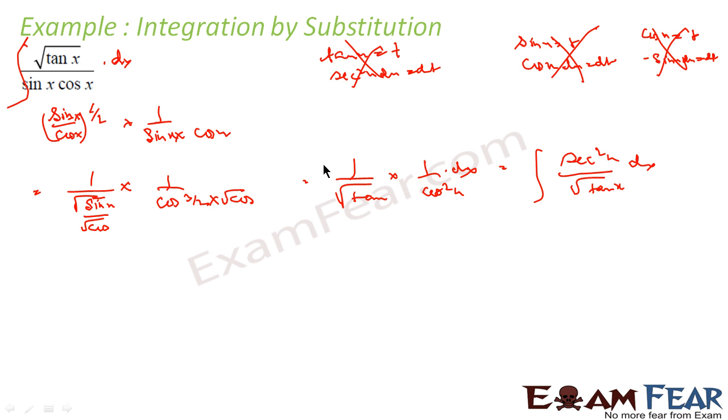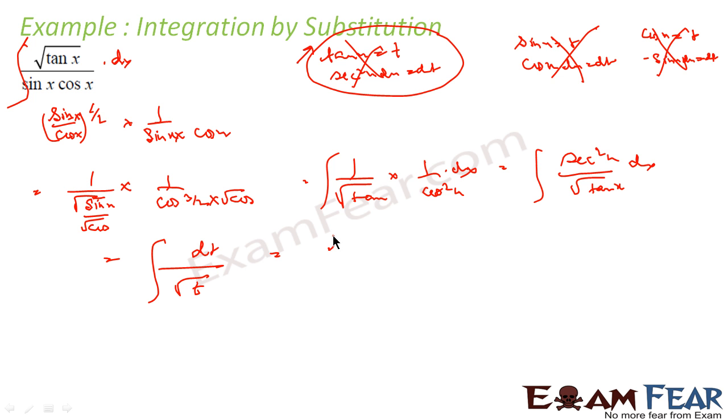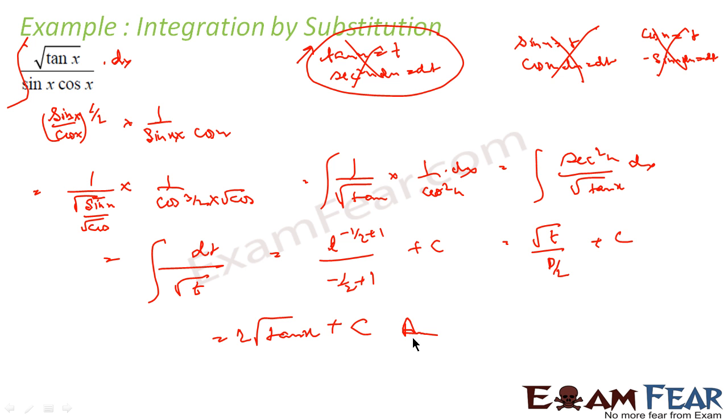Now stop. Why stop? Because we know that the differentiation of tan x is sec square x, right? If you take tan x as t, my sec square x dx is there, so I can now use this. Because if I take tan x as t, this becomes root t, and sec square x dx becomes dt. So my equation is like this, and this is very simple to solve. This is nothing but t to the power minus 1 by 2 plus 1 by minus 1 by 2 plus 1, plus some constant, that is root t by 1 by 2 plus constant, that is 2 root t, which is nothing but 2 root tan x plus some constant, and that is my answer.